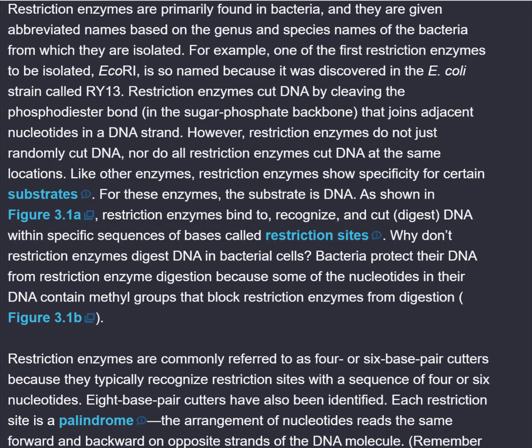Why don't restriction enzymes digest DNA in bacterial cells? Bacteria protect their DNA from restriction enzyme digestion because some of the nucleotides in their DNA contain methyl groups that block restriction enzymes from digestion. Figure 3.1b.